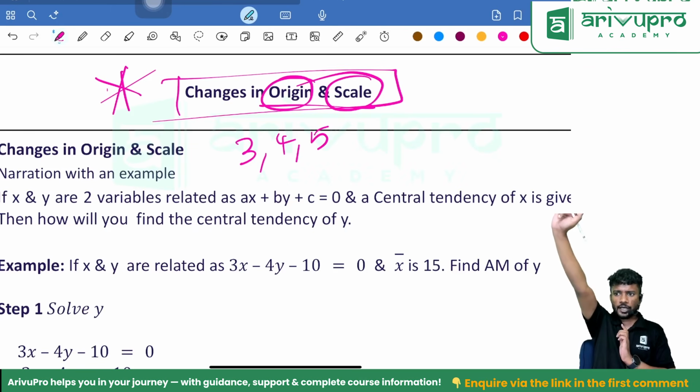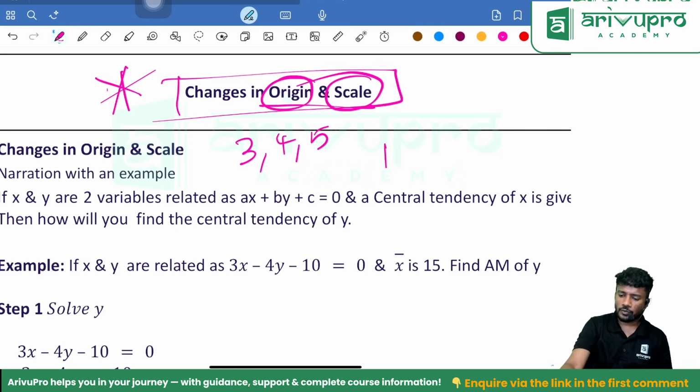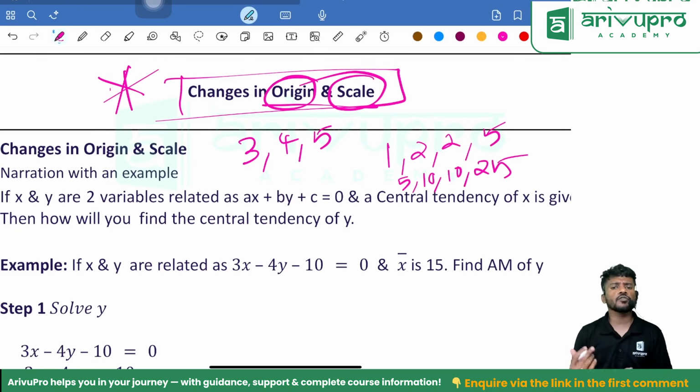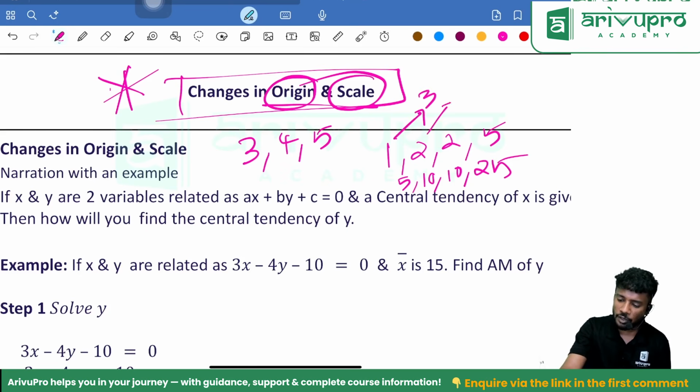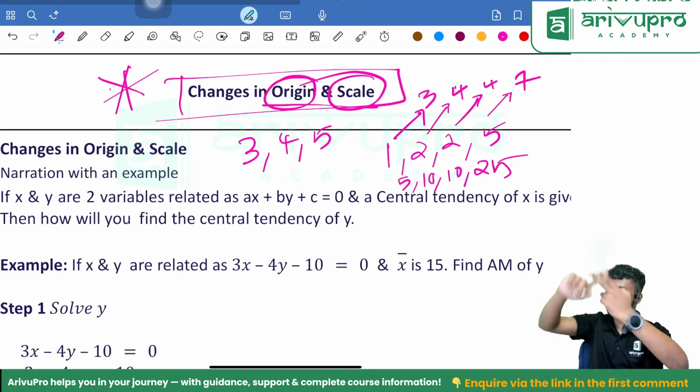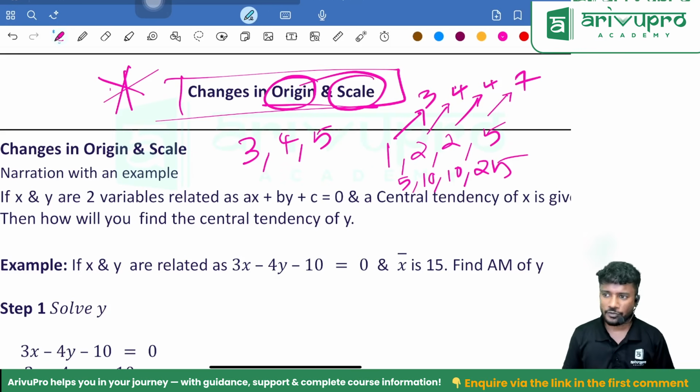Now, is mode affected by scale? Yes, it will change. For example, 1, 2, 2, 5. Each observation is multiplied by 5. That means 5, 10, 10, 25. Yes, mode will change. Affected by scale. Is mode affected by origin? Say each observation is added with 2. That means 3, 4, 4, 7. Is the mode changing? Yes. That means it is affected by origin and affected by scale. Similarly, median also has the same property. It is also affected.